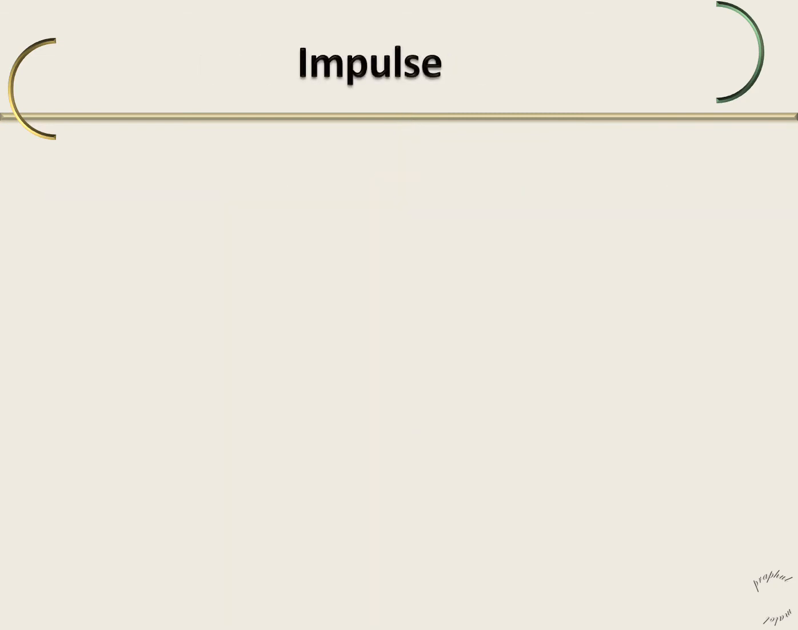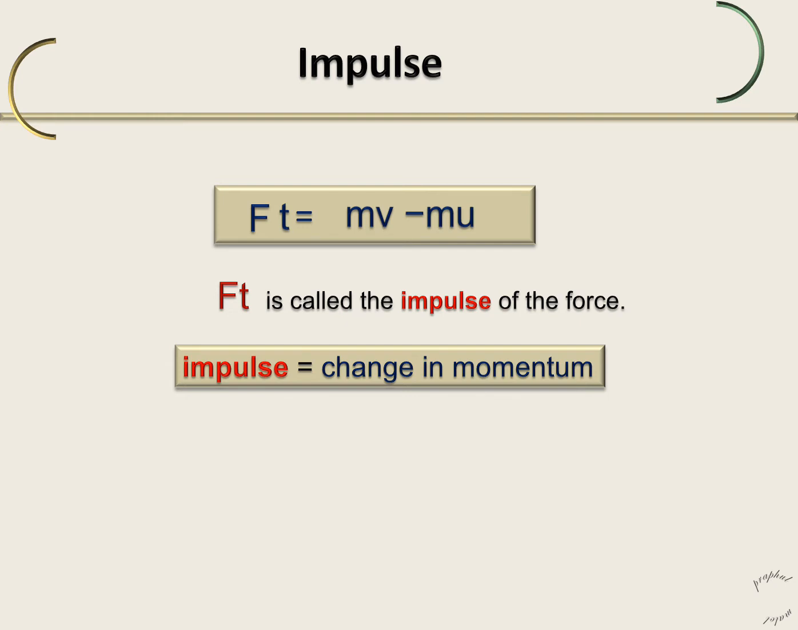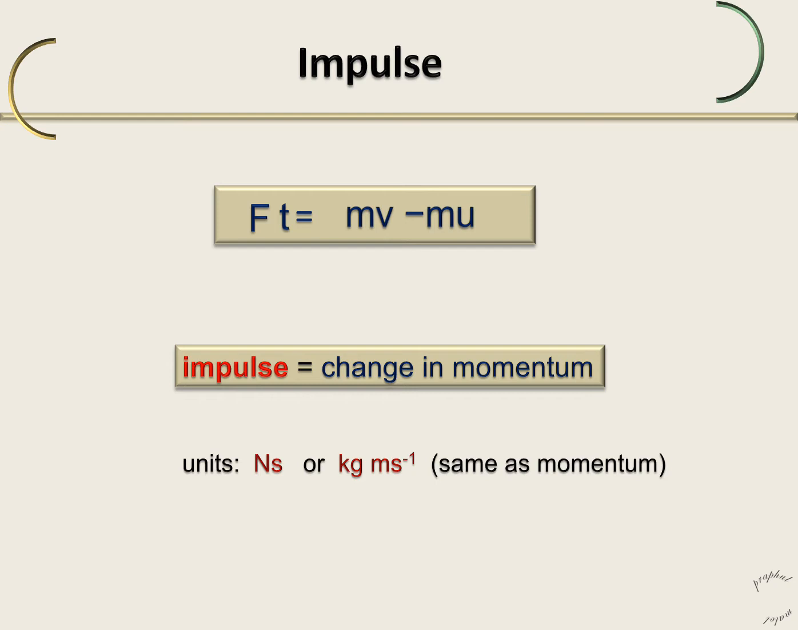Let's discuss a very related quantity, that's impulse. We will start from Newton's second law. Change in momentum over time is the resultant force. What I'm doing is a simple cross multiplication. I'm bringing the time to the left hand side. So when you cross multiply, the quantity you get, F into T, is called impulse. So the impulse is practically the same as change in momentum, and impulse and momentum have exactly the same units because impulse is just the change in momentum. Okay?